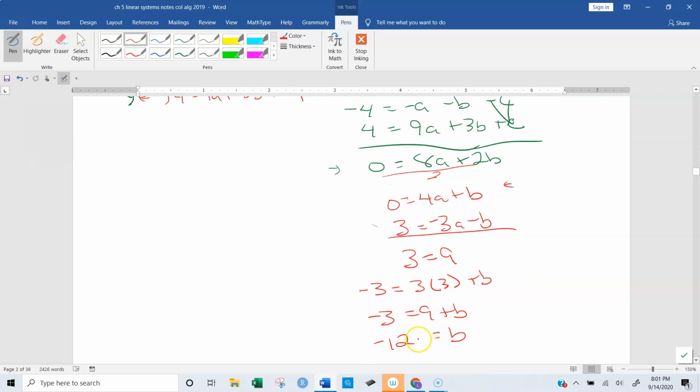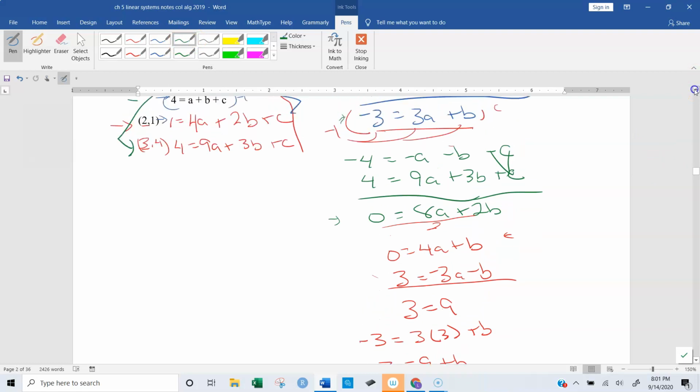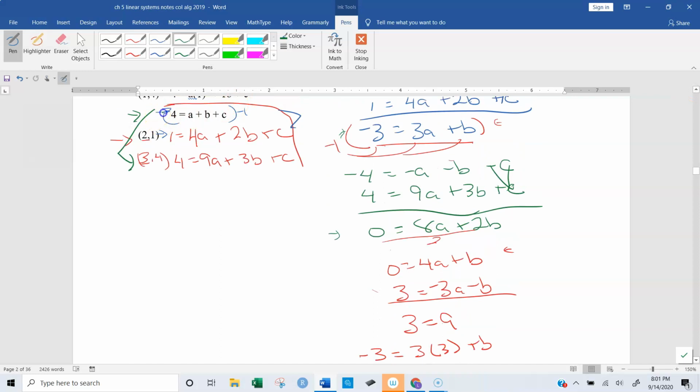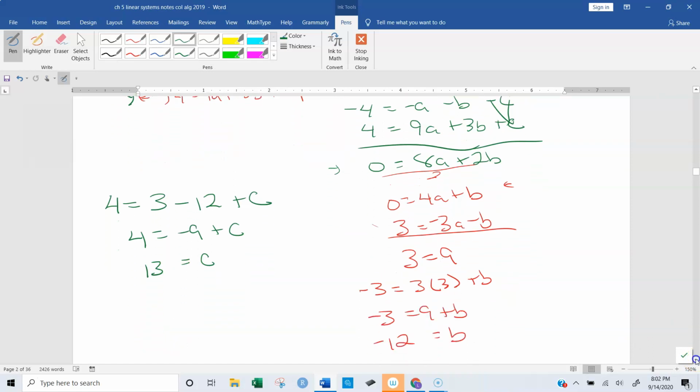All right, I've got a and b. So now I have to find my c. Let's change colors here. To find the c, we have to go up to the beginning, and I'm going to use my a plus b plus c equals 4 again because it just doesn't get a whole lot easier than that. So now 4 is equal to, we know a is 3, b is -12, plus c. So 4 equals -9 plus c. So c is equal to 13. Okay, we have a, b, and c.